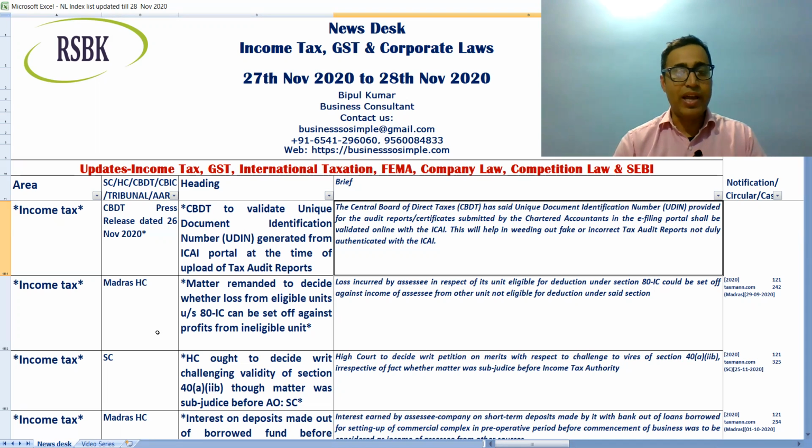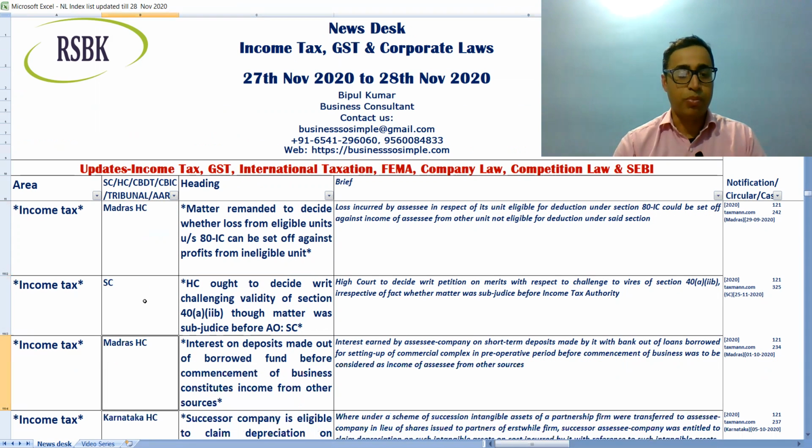Next, Madras High Court: matter remanded to decide whether loss from the eligible units under Section 80IC can be set off against profit from an ineligible unit. Loss incurred by the assessee in respect of its units eligible for deduction under Section 80IC could be set off against income of the assessee from other units not eligible for deduction under the said section.